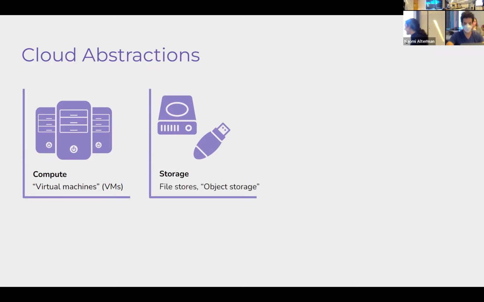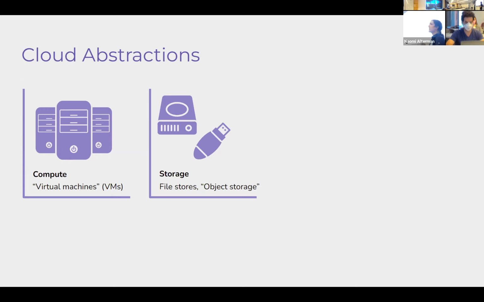And so the terminology that you're going to see thrown around a lot when you're working on cloud computing is virtual machines, or VMs, to refer to the actual computers that are doing work. And then file stores or object storage for the places that you keep large amounts of data. And we'll get into the details of how all of these abstractions work.